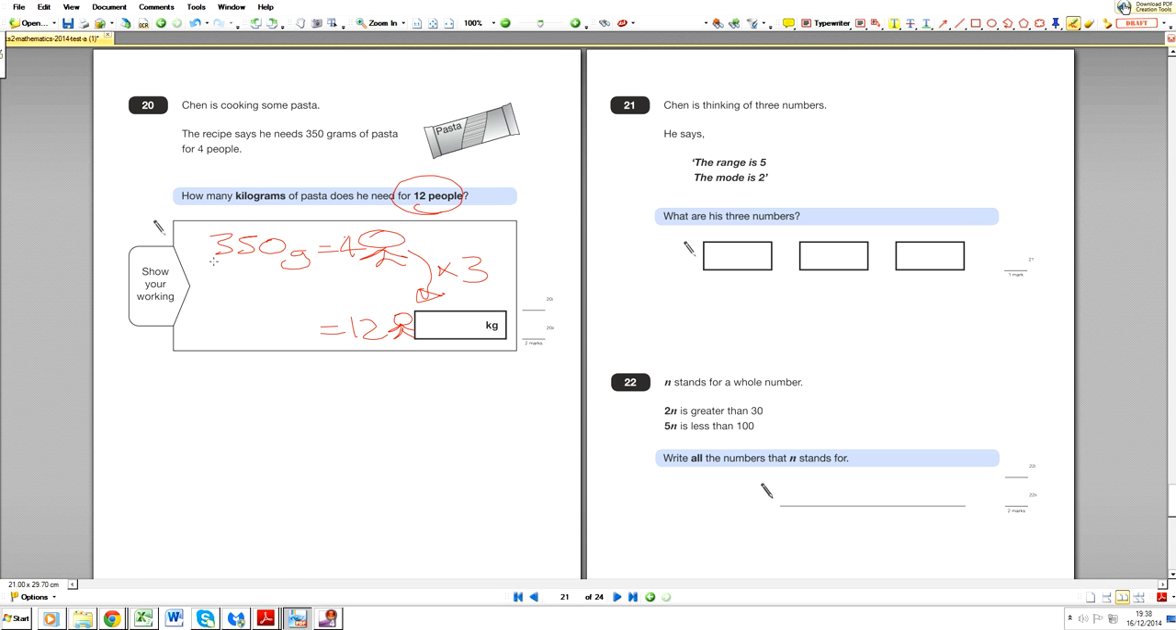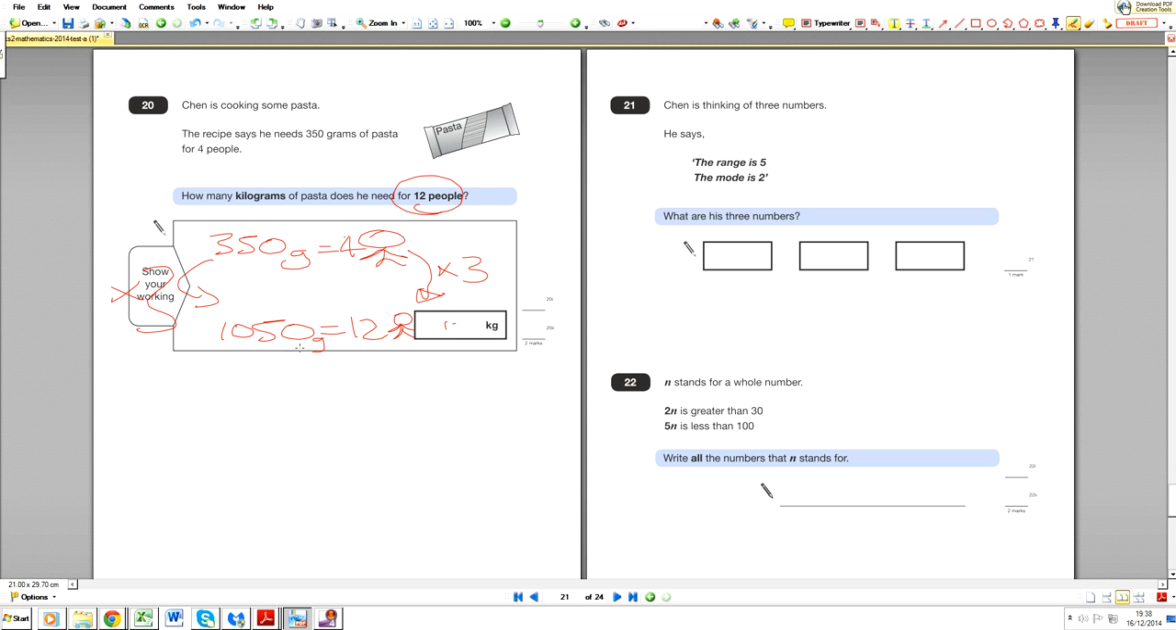Okay, times by 3. So if you multiply the right hand side by 3, you have to multiply the left hand side by 3. So 350 grams times by 3 will give us 1,050 grams. 1,050 grams. Well done. That means 1. Okay, hang on a second.